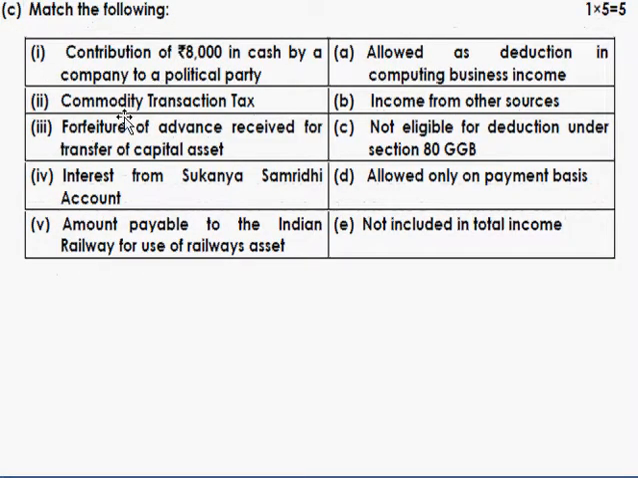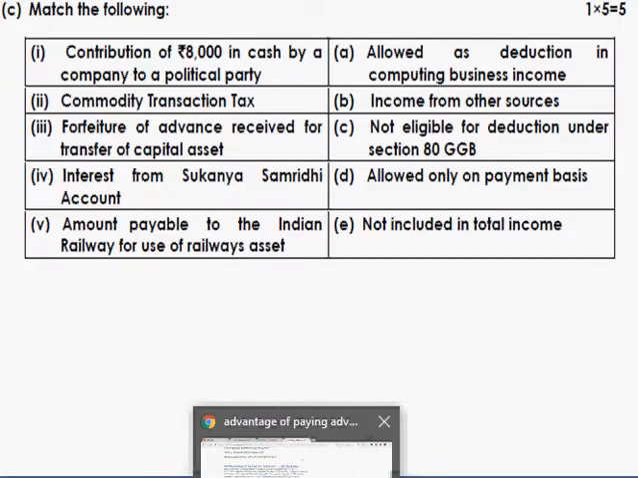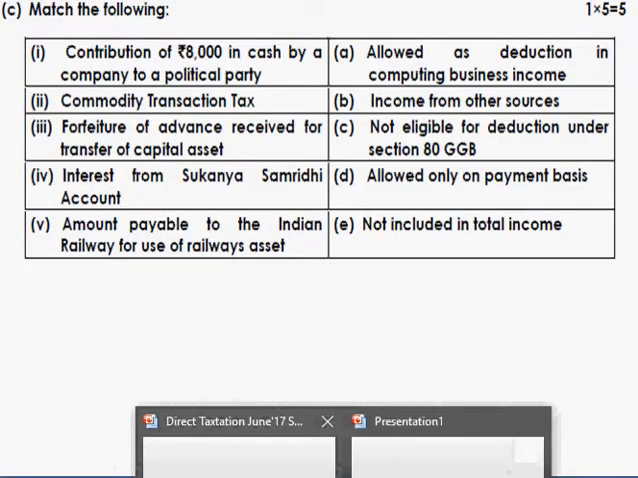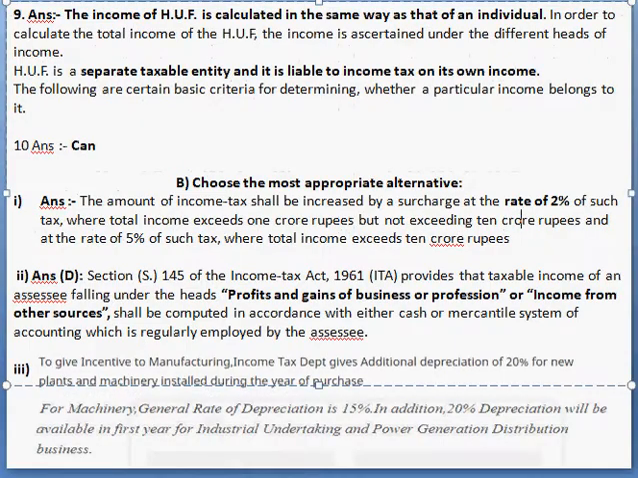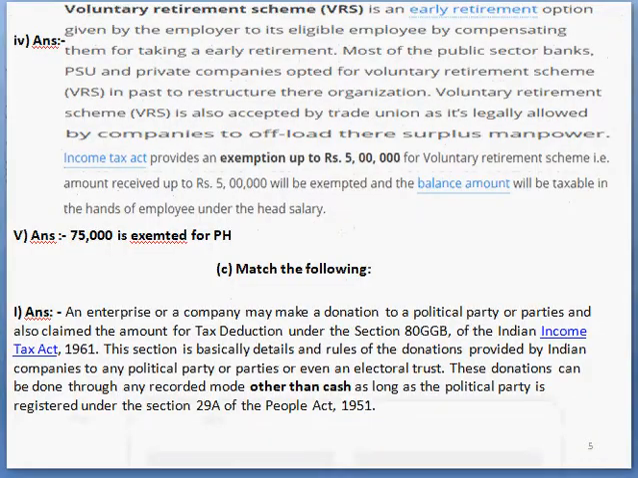Five questions are remaining. First, a contribution of rupees 8,000 in cash by a company to a political party. What will this be? This will not be eligible for a deduction under section 80GGB. Why? Let's see how we can say that.